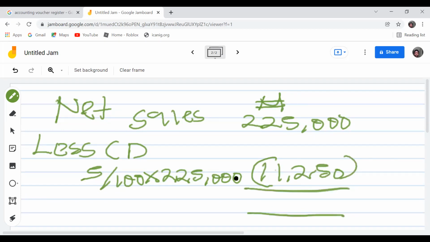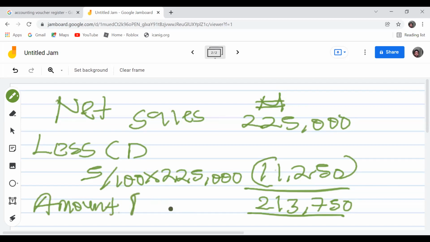So 225,000 minus 11,250, so that would be 213,750. So this is going to be the amount that we are going to receive from the customer. All right, so that is it regarding this.